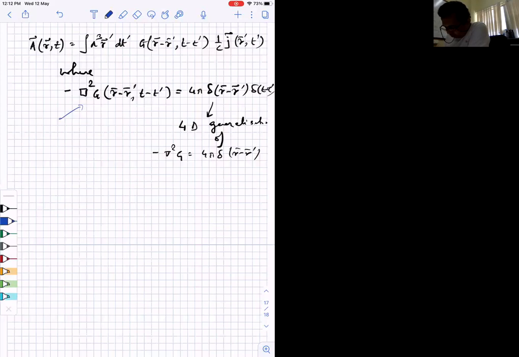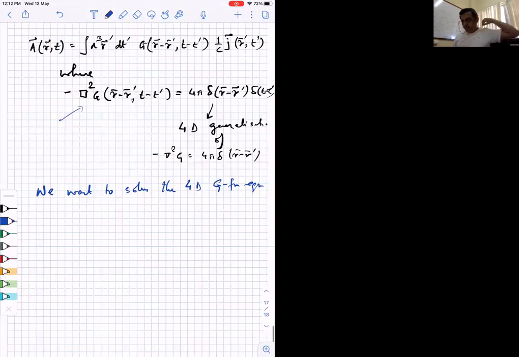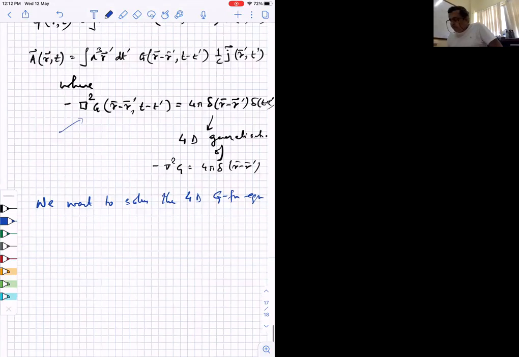So we want to solve the 4D Green's function equation. Now, to tackle this kind of equation, it is better that we use a representation of the delta function. If one of the delta functions can be used as a representation form, then it's easier to deal with the other delta function.